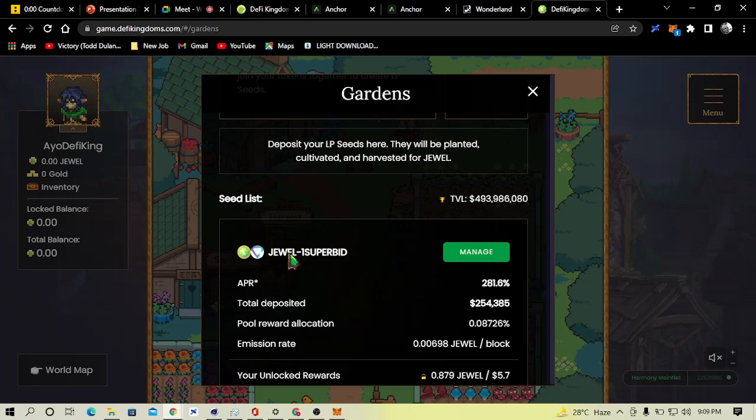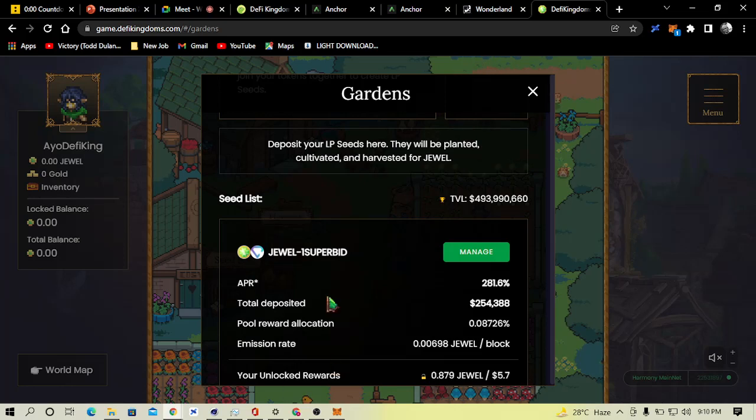So let's say I'm providing $100 worth of jewel. I have to provide the same $100 worth of super bid. I provide the liquidity, and I stake the LP tokens. When you provide liquidity, you get a token called a liquidity provision token, LP tokens basically. So when you stake those tokens, you farm those tokens, you are getting rewards.